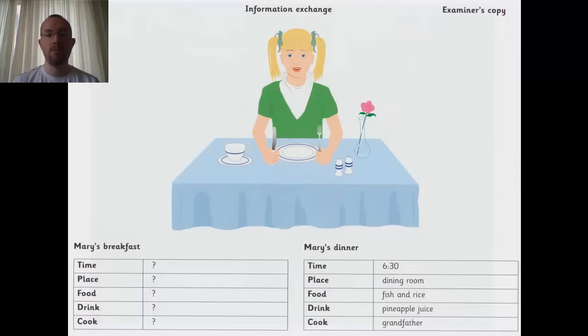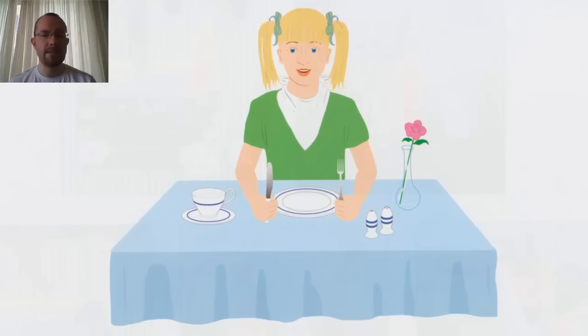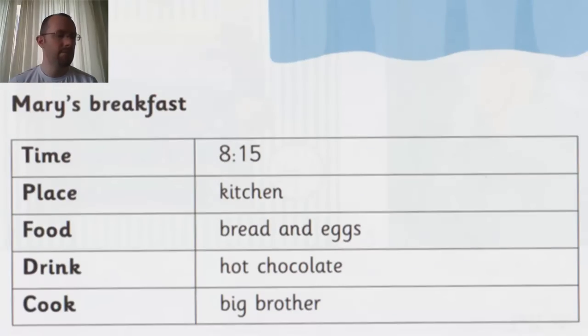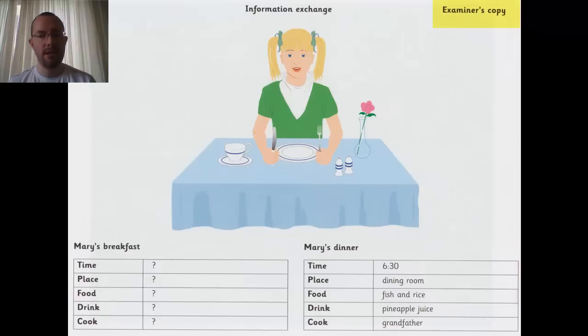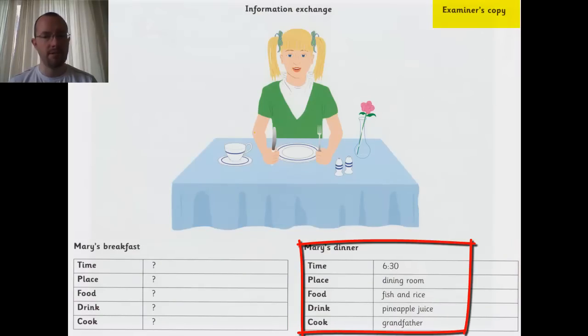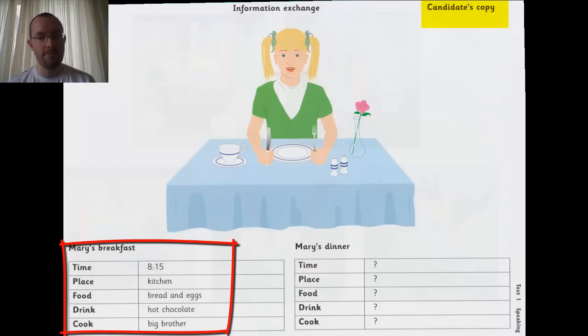Again, you will see two papers at the start. One is the examiner's copy and one is your copy. There's a picture and under the picture some information. In this example, a girl, Mary, sitting at a table, Mary's breakfast, Mary's dinner. Now, the examiner has information about Mary's dinner, but not Mary's breakfast. You have information about Mary's breakfast, but not Mary's dinner.